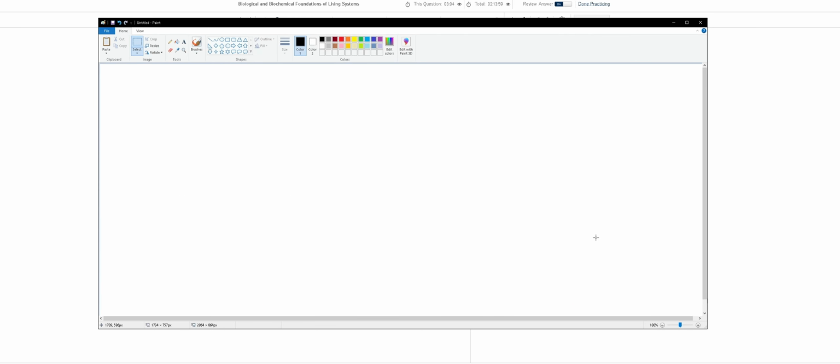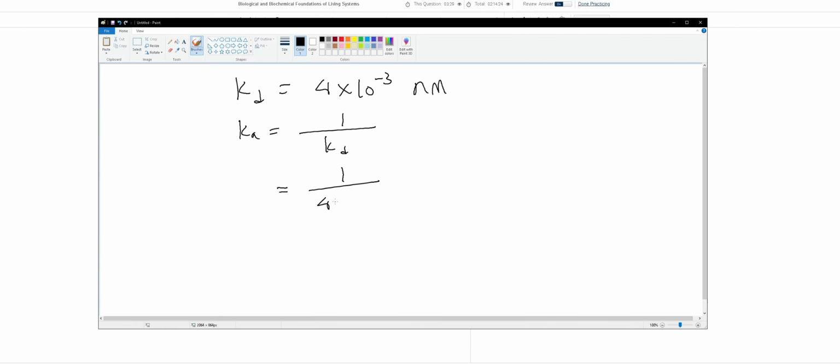If they give us KD, which is 4 times 10 to the negative 3 nanometers. Is that correct? That is correct. So now, to define Ka, we can do the reciprocal of KD. So let's solve. Let's do 1 over 4 times 10 to the negative 3 nanometers. I'm just going to keep the units out, so we'll keep this as nanometers reciprocal.